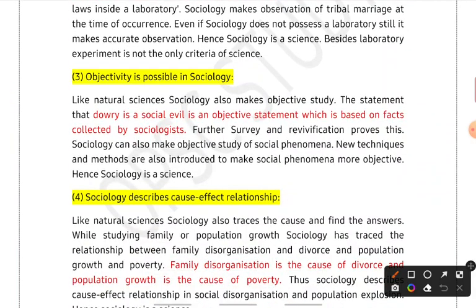Now, objectivity is possible in sociology. How? See, dowry is a social evil is an objective statement which is based on the facts collected by sociology, right?